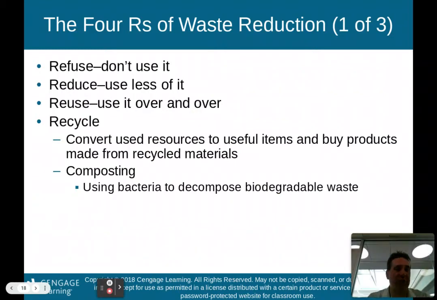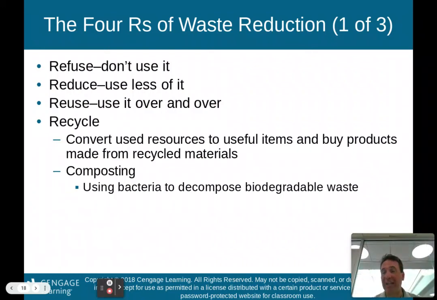So what is refuse? Just don't use it. I don't want to use that. Reduce it, use less of it. Reuse, use it over and over. And recycle, convert used resources into useful items and byproducts made from recycled material. And again, composting is a way of recycling as well, because you use bacteria to decompose biodegradable waste. So either way can recycle.